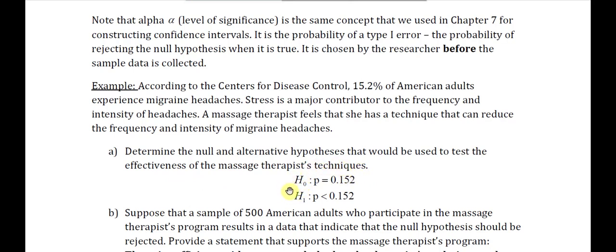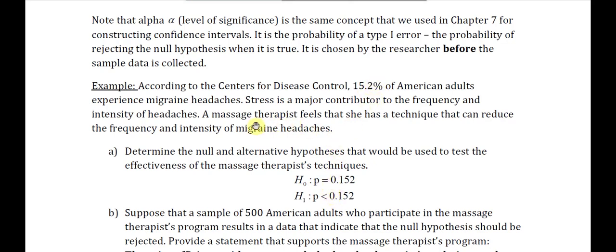So, the null hypothesis is always something that involves the equal sign. In this case, without the massage therapist doing anything to the body, we had 15.2%. This is the percentage, or the proportion, so we are using P. So 15.2% of American adults have migraines, so P should be equal to 0.152, if we convert it to a decimal by moving two places to the left. So before any changing, we had this number.